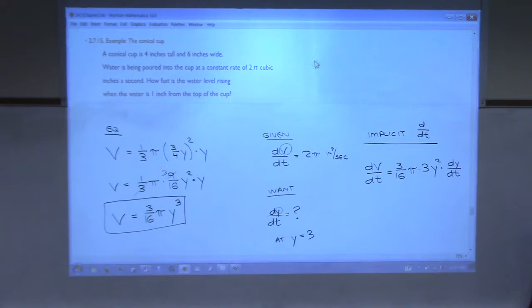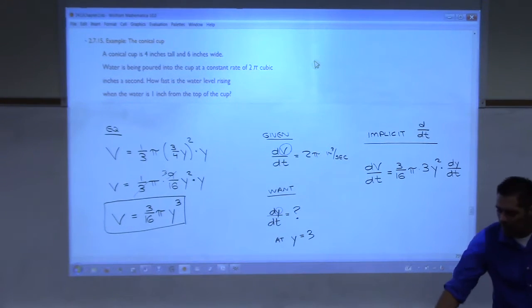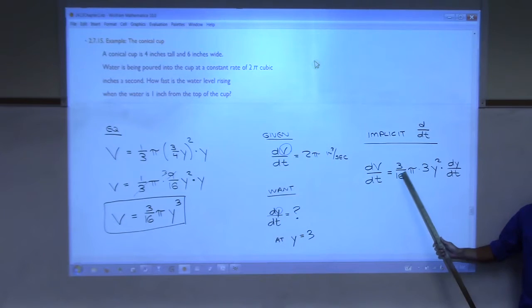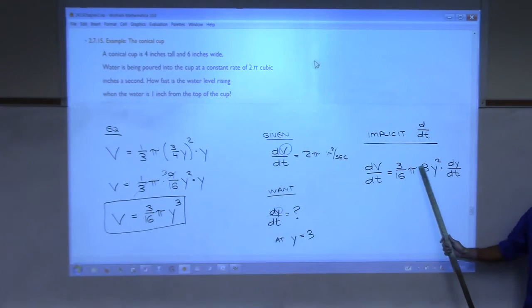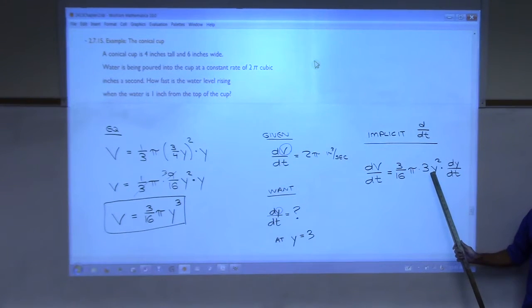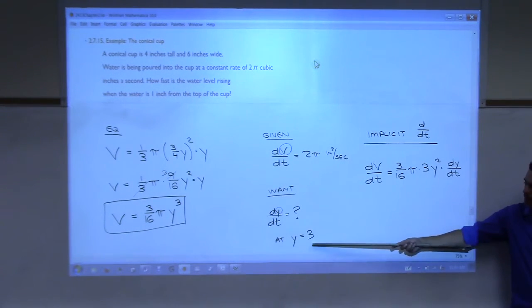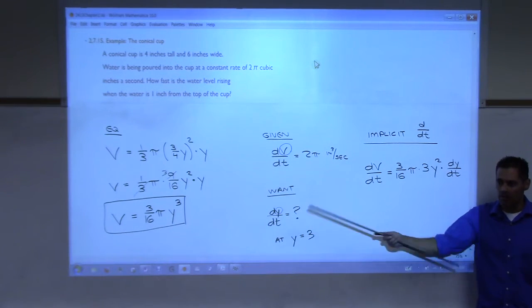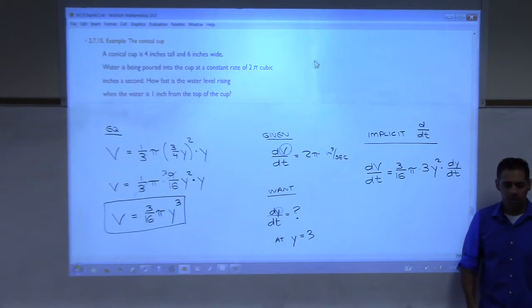Questions here? We take a quick glance at this. dv dt, we know what that is, 2 pi, right? 3/16 pi times 3, that's all constant. Okay, we need to know what y is, right? And we said that how fast things are changing here should depend on y, and it's good, it appears in here. So do we know y in the problem? Yes, it's 3. And dy dt is actually what we're solving for. So we have everything here. So now we're going to solve.